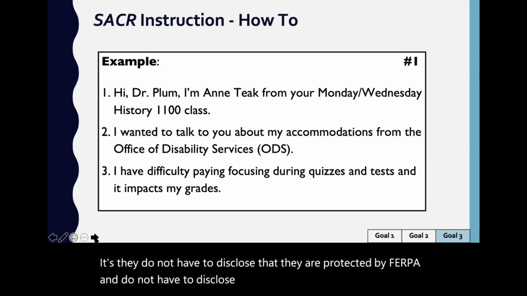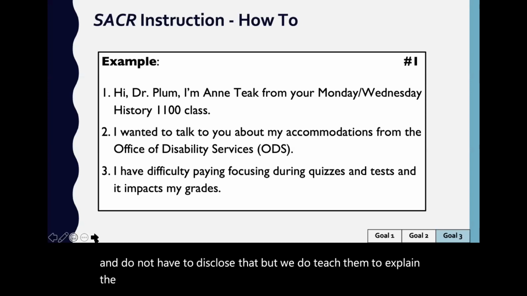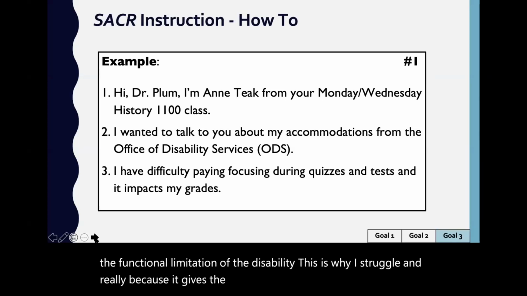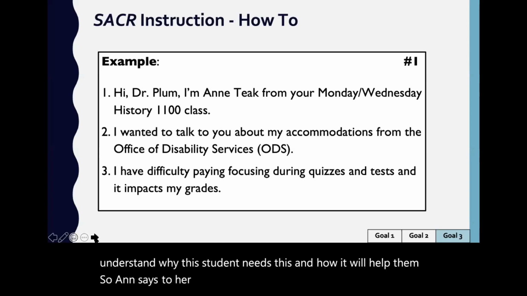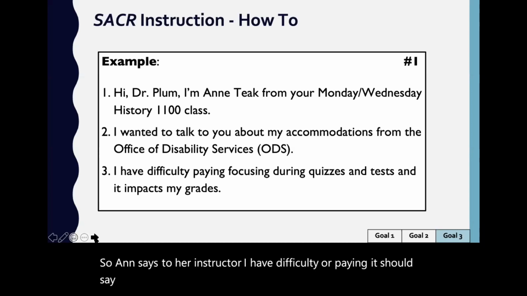But we do teach them to explain the functional limitation of the disability. This is why I struggle. And really because it gives the instructor context and it helps them understand why the student needs this and how it will help them. So Anne says to her instructor, "I have difficulty paying attention during quizzes and tests, and it impacts my grades."